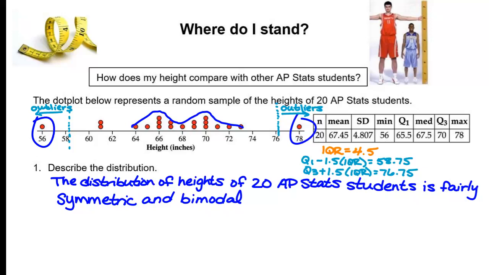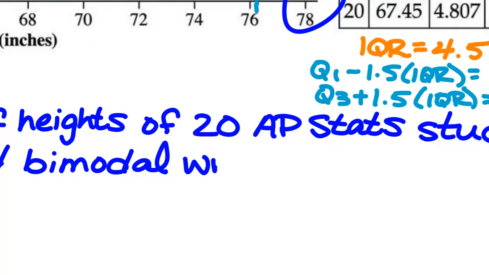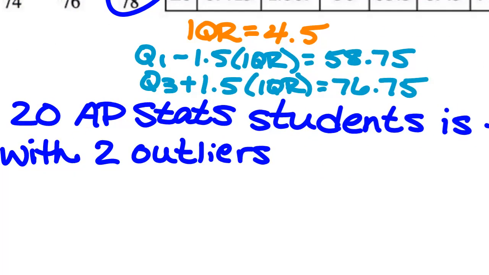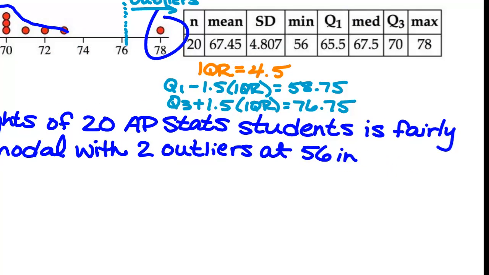Okay, so to finish this sentence off, I said the distribution of heights of 20 AP Stats students is fairly symmetric and bimodal with 2 outliers at 56 inches and 78 inches.